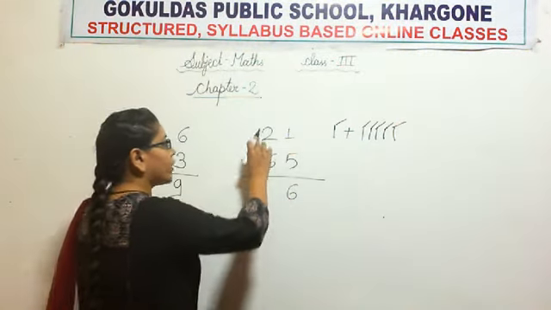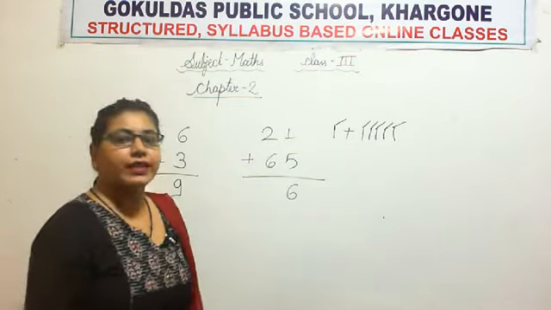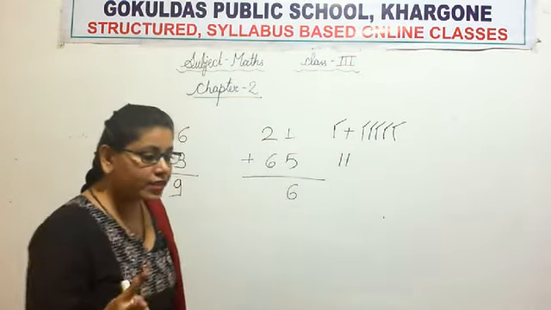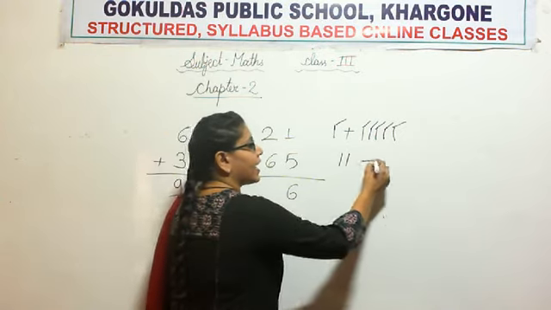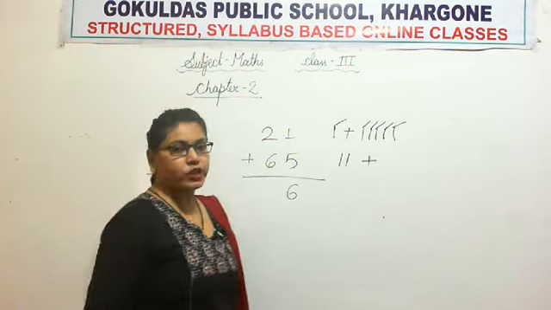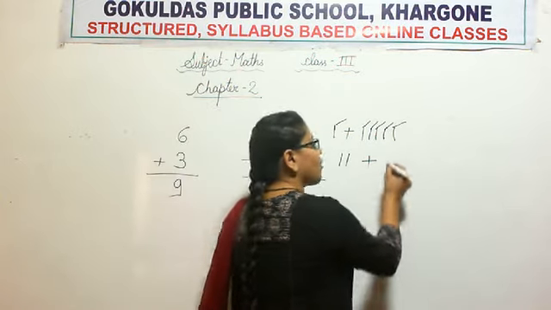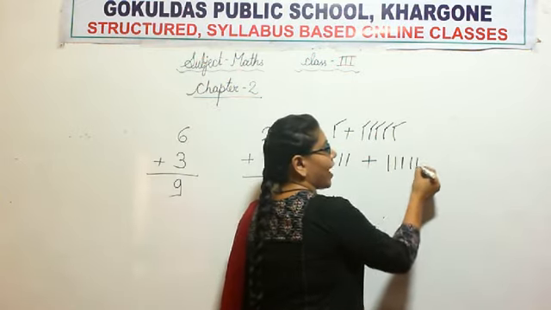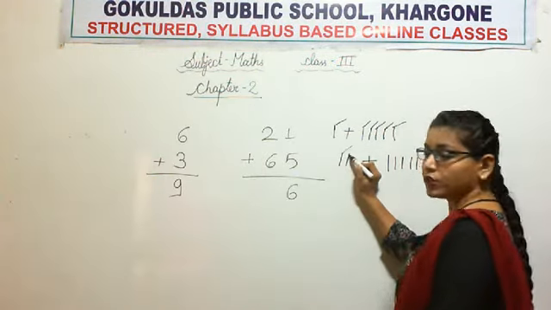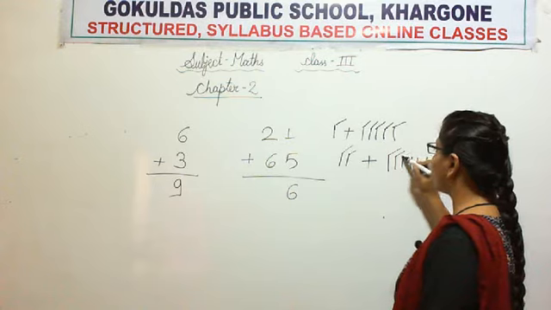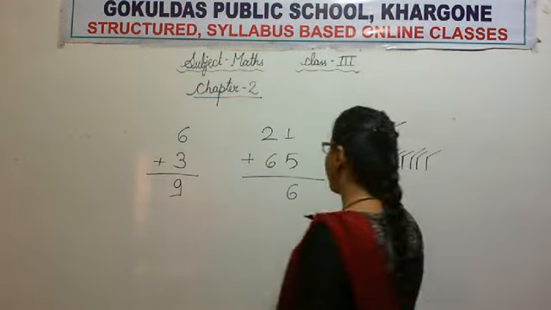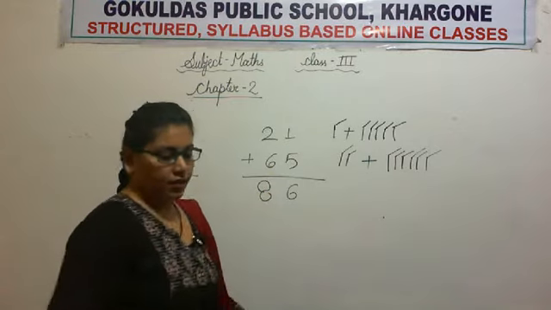Now we are moving towards tens column. So let's count it. There 2 is written here. So we will draw 2 sticks. Now we are adding, so we will put plus sign. Now the next number is 6. So we will draw 6 sticks. 1, 2, 3, 4, 5, 6. Now let's count how many sticks are there. 1, 2, 3, 4, 5, 6, 7 and 8. Our answer is 8. So we will write number 8 here.